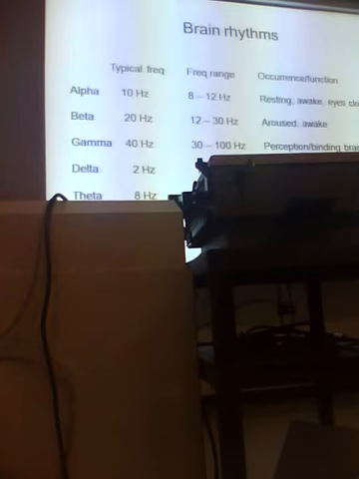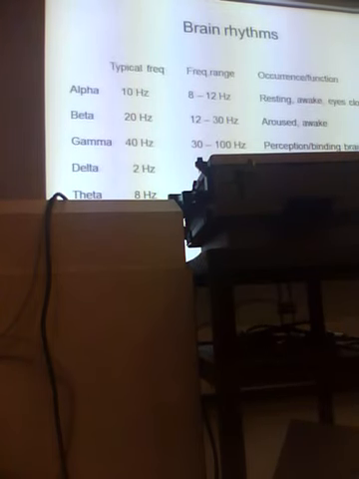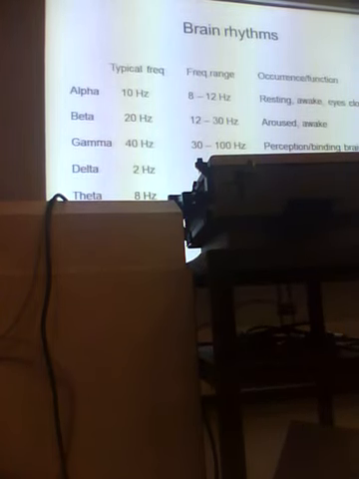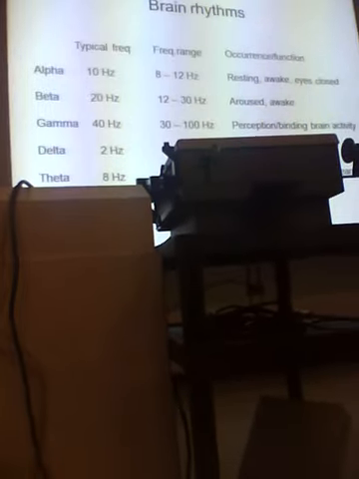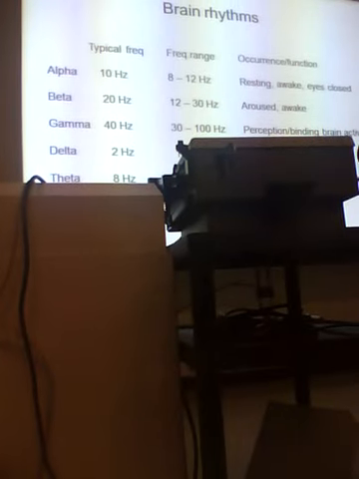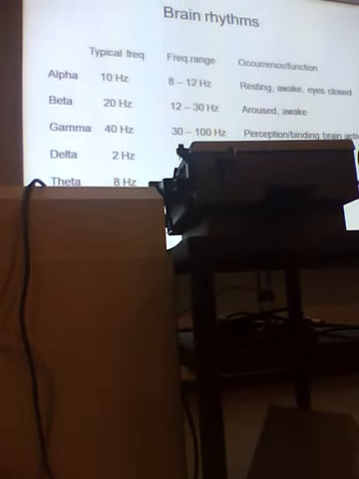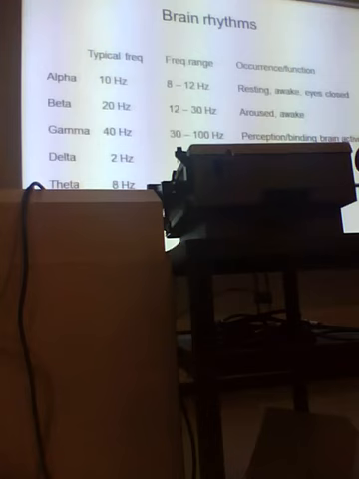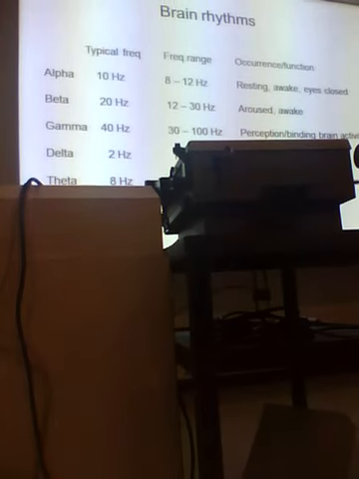Okay. Now here are some of the brain rhythms I talked about, and they're given these names: alpha, beta, gamma, delta, theta, and there are different frequency ranges for each one. And again, when we do sleep, and epilepsy later on, we'll be learning more about these different rhythms. And I think you should know this in general.